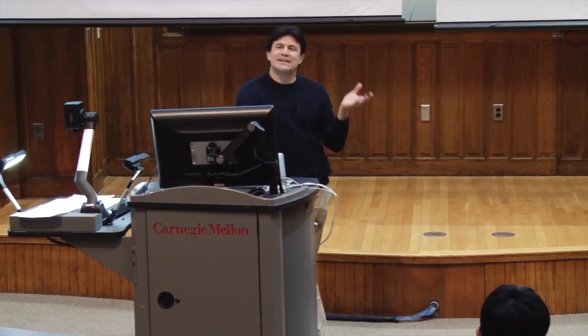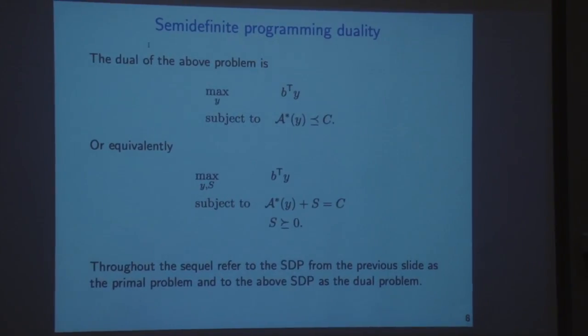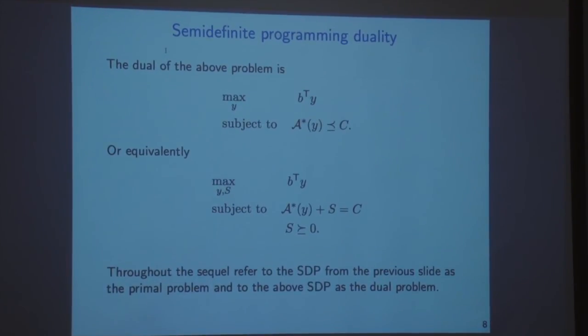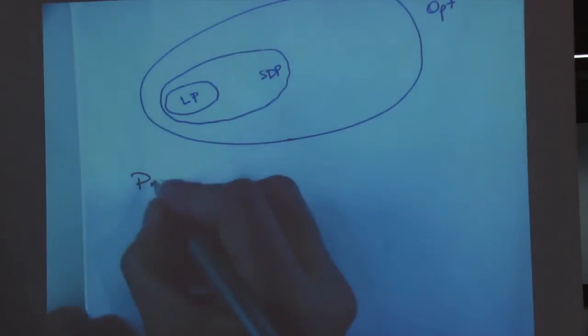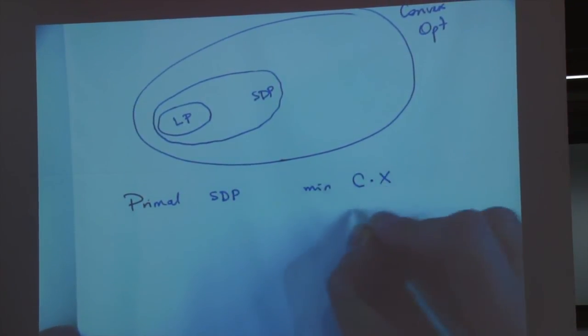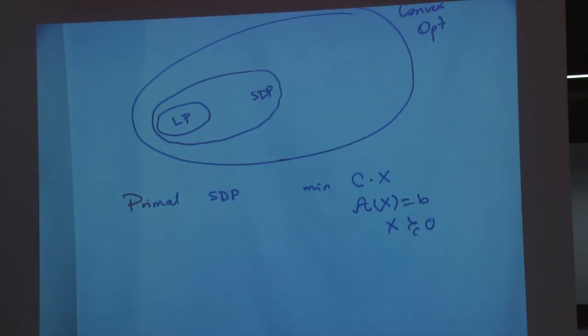So what did we do with linear programming last time? We discussed the dual. In semi-definite programming, there is also a very similar duality property. So we have an associated dual problem. The dual problem, so let me put here again the primal SDP. The primal SDP is this: minimize C·X subject to A(X) = b, X positive semi-definite. So that's the primal.